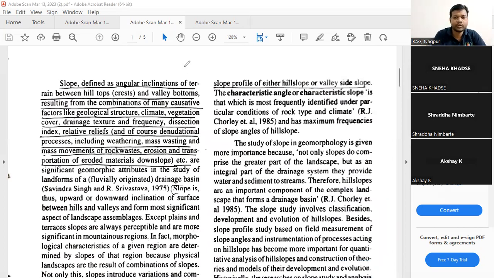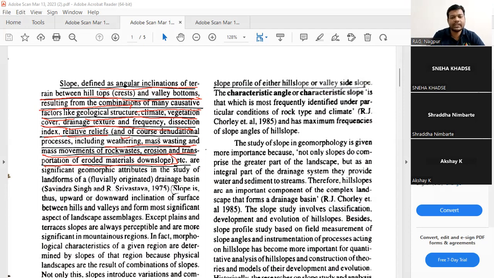Now, slope, as you know very well, is defined as the angular inclination of terrain between hill tops and valley bottoms, resulting from the combination of many causative factors like geological structures, climate, vegetation cover, drainage texture and frequency, dissection index, relative relief, and of course the individual processes including weathering, mass wasting, mass movement of rock waste, erosion, and transportation of eroded material downslope, etc.